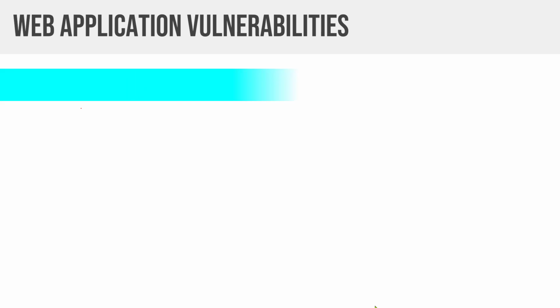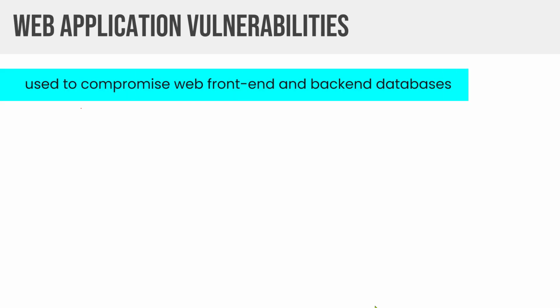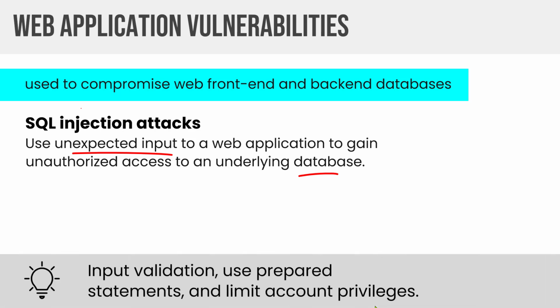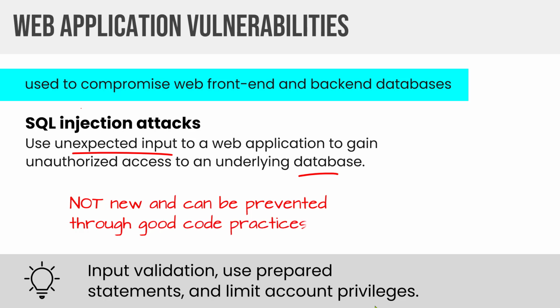So web application vulnerabilities, a common threat used to compromise web front-end and back-end databases, are SQL injection attacks, which use unexpected input into a web form to gain unauthorized access to an underlying database. This is not a new attack. It can be prevented through good code practices. Input validation is the best way to deal with this, using prepared SQL statements, limiting account privileges, but it's not new at all. It can be prevented through just reasonable code practices. But just know that SQL injection is really just putting unexpected input into a web form, typically, to get access to that backend.